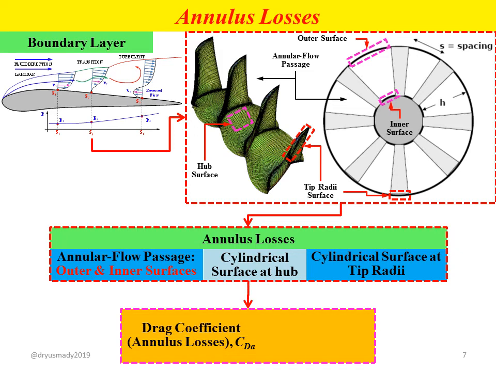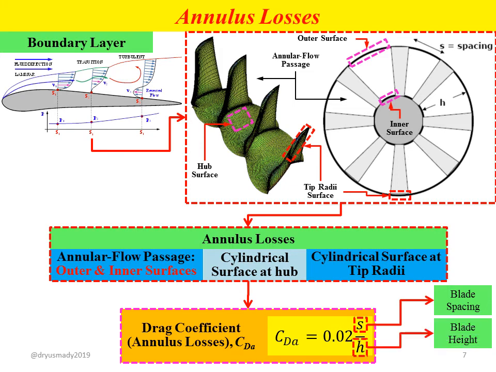Okay, the annulus losses can be described in terms of value by using the drag coefficient, where the symbol for the drag coefficient for annulus losses is CdA. CdA equals 0.02 S over H, where S represents the blade spacing distance and H represents the blade height. The value 0.02 in the equation is normally obtained from experimental investigation.